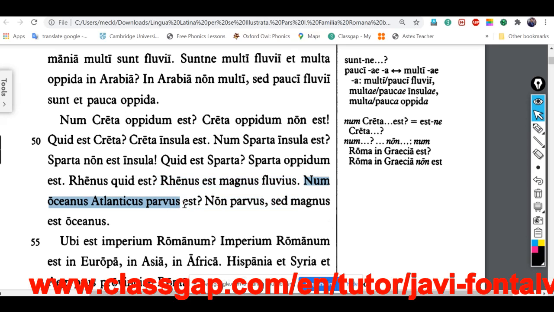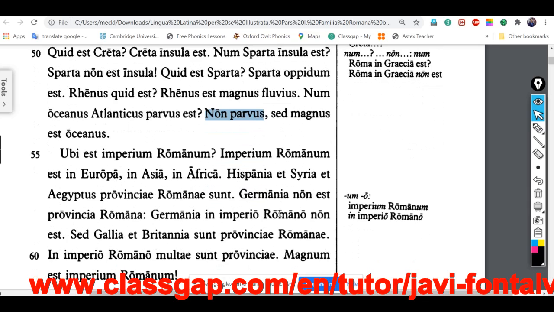Num Oceanus Atlanticus parvus est? Is the Atlantic Ocean small? Non parvus, sed magnus est oceanus. It's not small, but a large ocean. Good job.